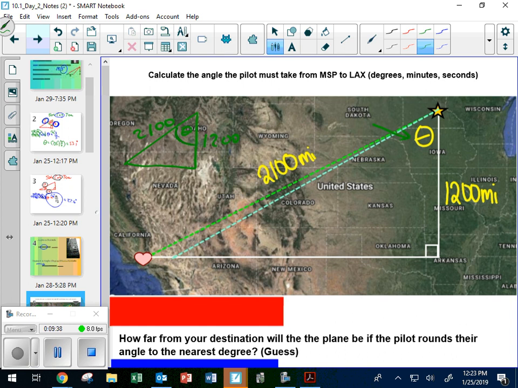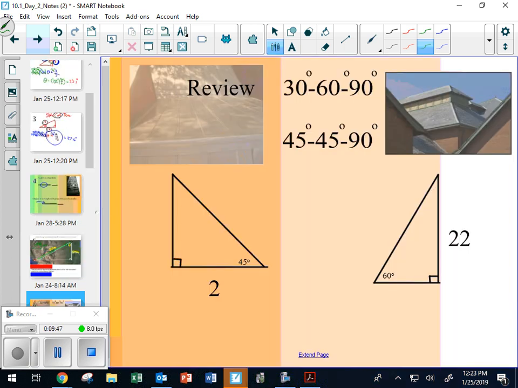Do you get how you could use what we just talked about to find that angle? All right. So you just use inverse probably. Let's see. We got adjacent, hypotenuse, inverse cosine. Okay, good enough.